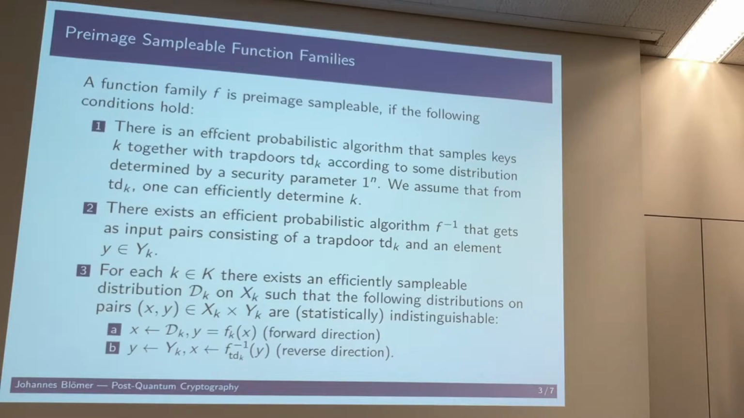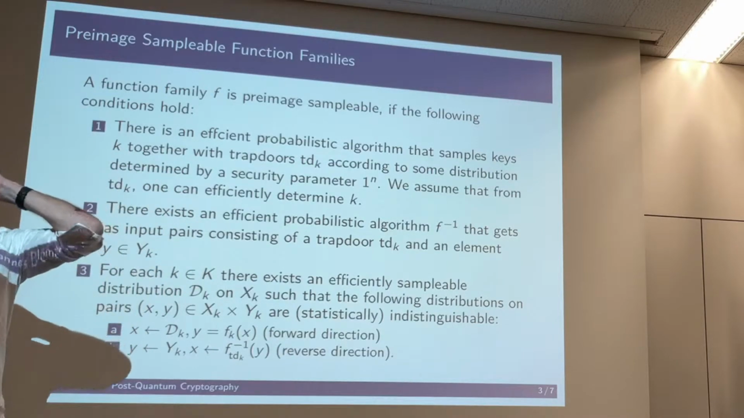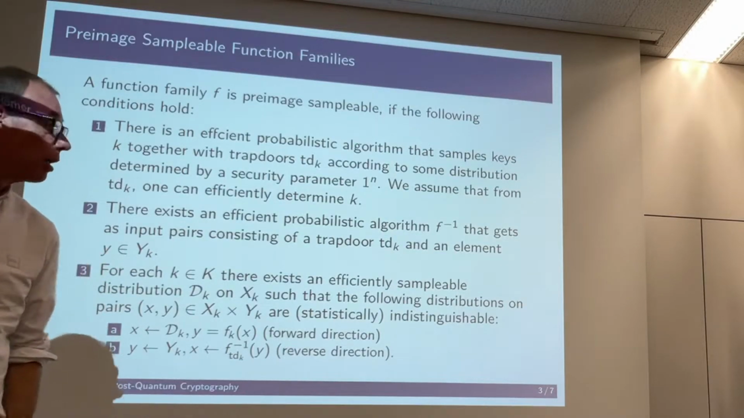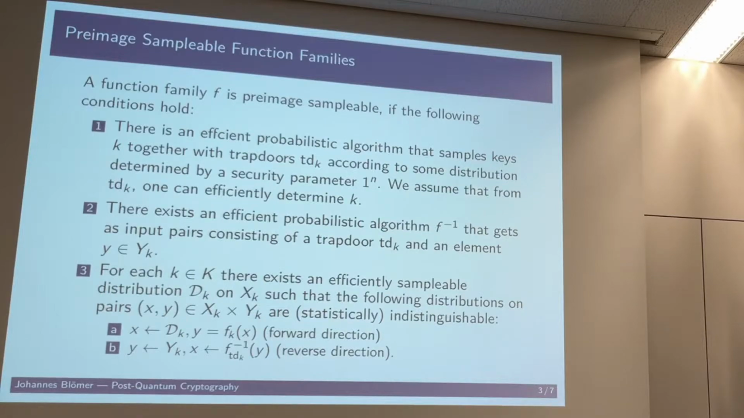And we must be able to sample keys with trapdoors TDK according to some distribution determined by a security parameter. And usually we assume that from TDK one can efficiently determine K, although later on I will actually write this down explicitly. So that's the first thing. So we can sample according to some distribution from the function family. Furthermore, there exists an efficient probabilistic algorithm F-1, or F inverse, that gets as input pairs consisting of a trapdoor and an element Y in YK.